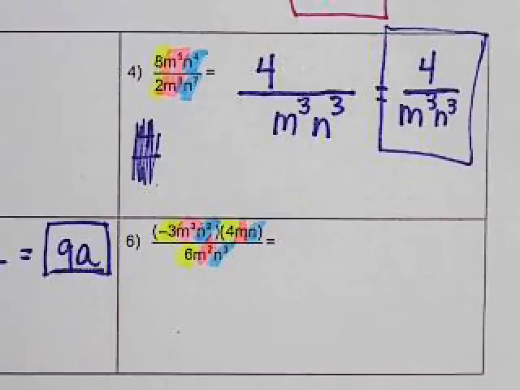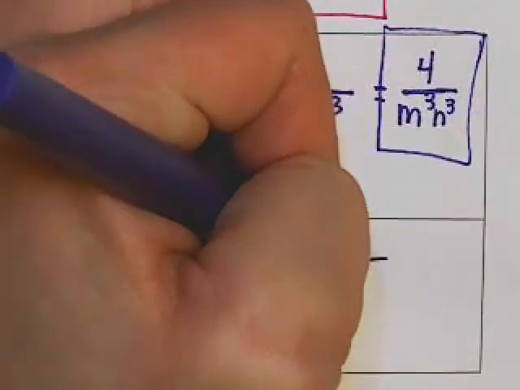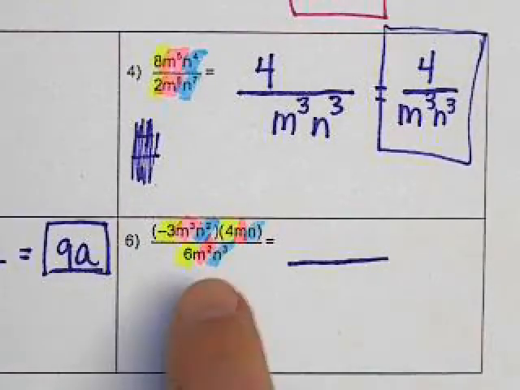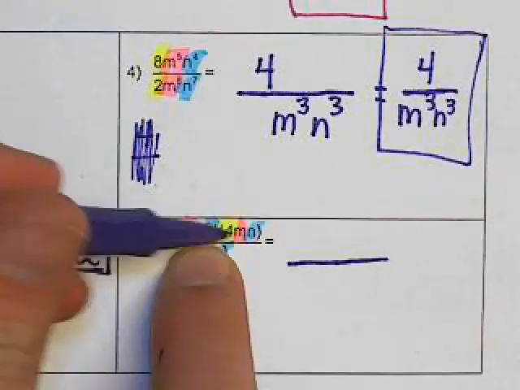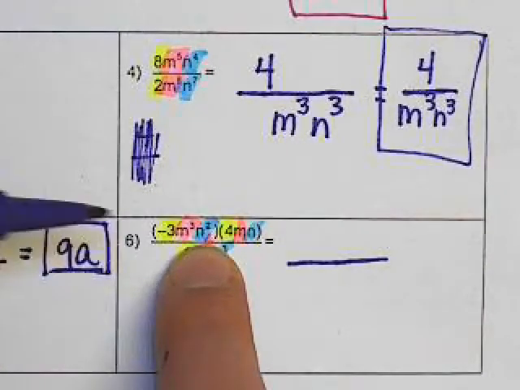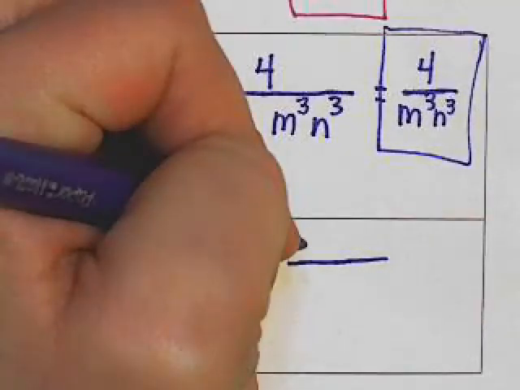All right, draw your fraction bar. What are we going to do first? Multiply the what? The top. Okay, we're going to multiply the top because those have the parentheses that are touching. So negative 3 times 4 is what? Negative 12.